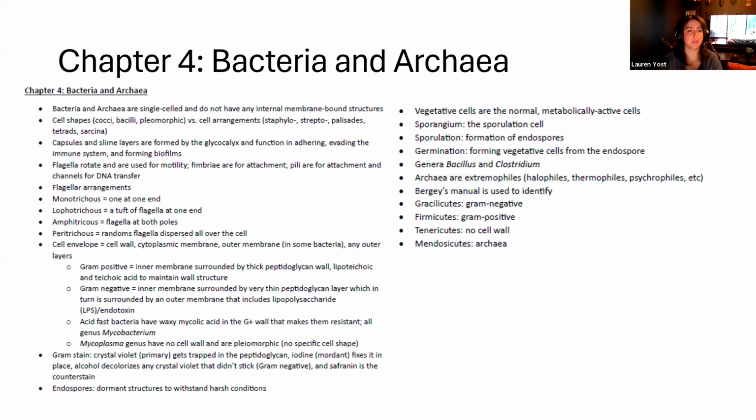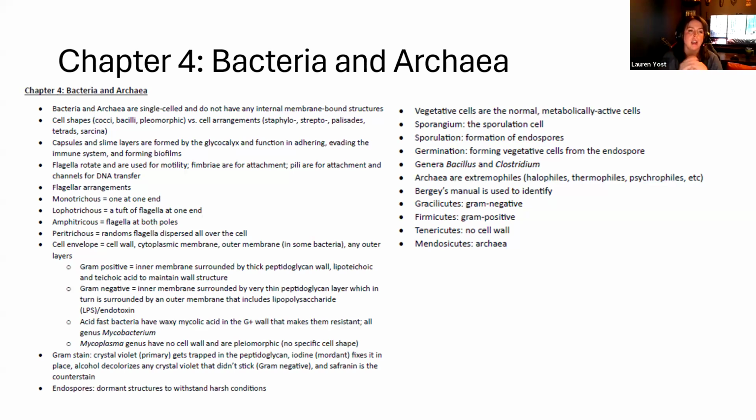Be aware of the cell shapes. Cocci is round, bacilli is rod, pleomorphic, no shape really to it. It's just random. And then cell arrangements. Staphylo is irregular, strepto is in chains, palisades like fence posts, that's rods. Remember staphylo, the grape-like clusters, really only applies to cocci, okay? And palisades really only applies to the rods. And then tetrads and sarcina, another thing that really only applies to the cocci. But tetrads is in 4s and sarcina is cubes.